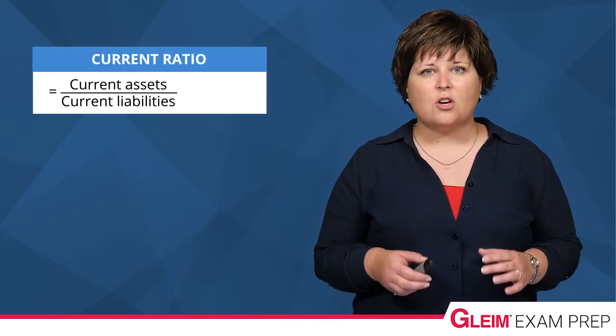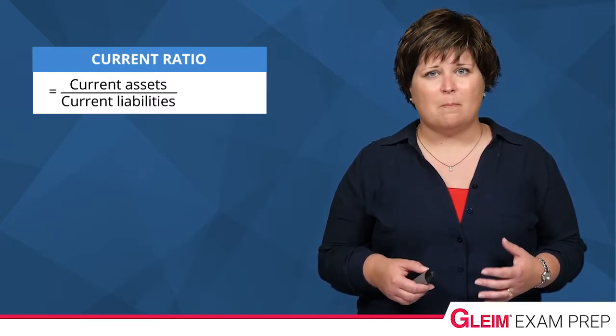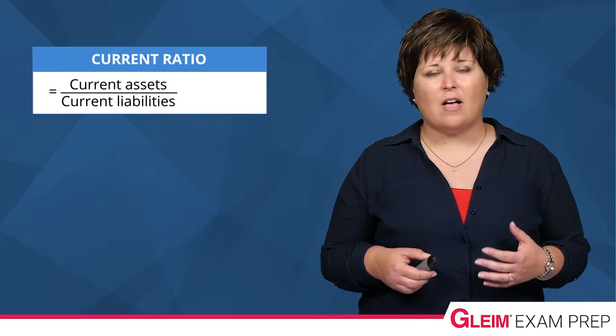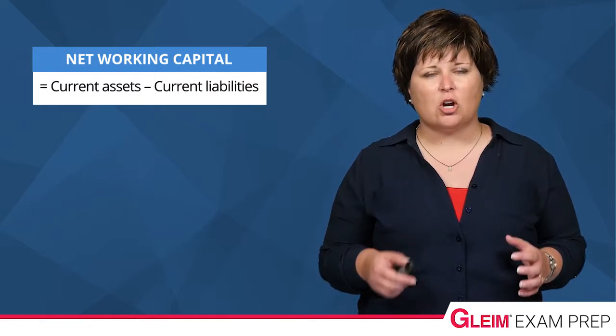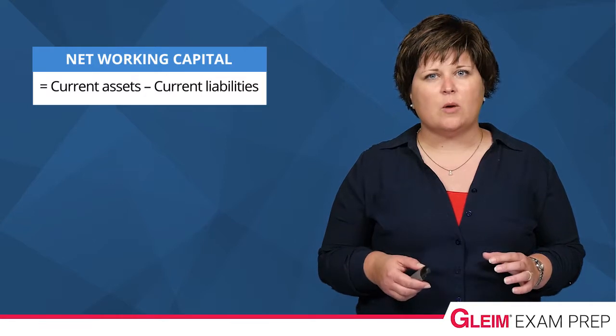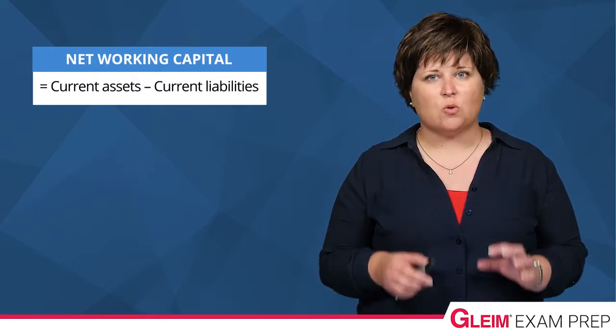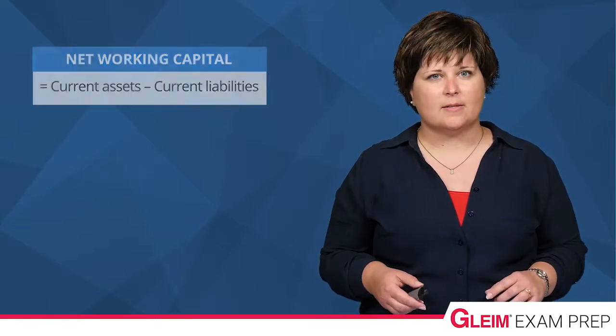On the other hand, if the current ratio is excessively high, that could indicate that management is not investing idle assets productively. Net working capital is the difference between current assets and current liabilities. This figure reports the resources the company would have to continue operating in the short run if it had to pay off all of its current liabilities at once.